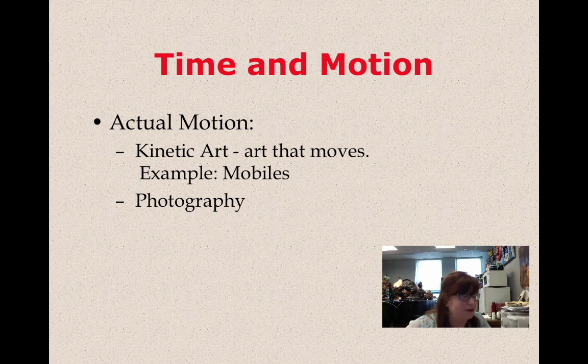And then finally, we're almost done, time and motion. We have actual motion. In kinetic art, that's art that moves. So for example, a mobile would be an example of kinetic art or actual motion. And then photography captures the idea of motion, or can show motion as it's happening.